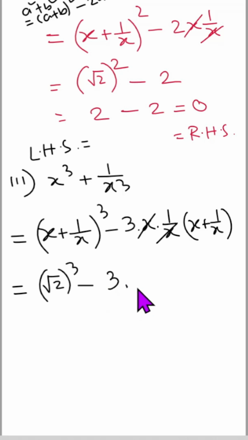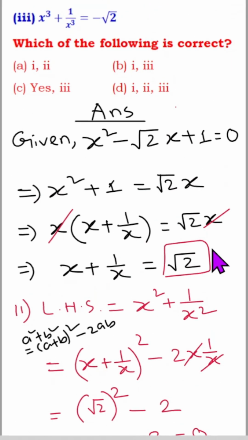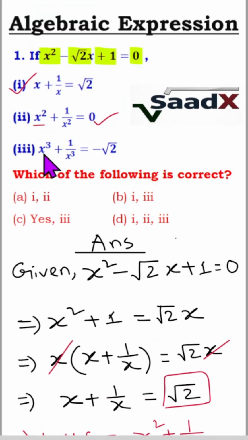here is 3 times x plus 1 by x, also root 2. Now root 2 cube means 2 root 2 and here is minus 3 root 2. It means our answer is minus root 2. This is the right hand side, a similar thing. Here also x cube plus 1 by x cube equals minus root 2. That means everything is correct. So number 1, 2, 3 all correct. So which of the following is correct?